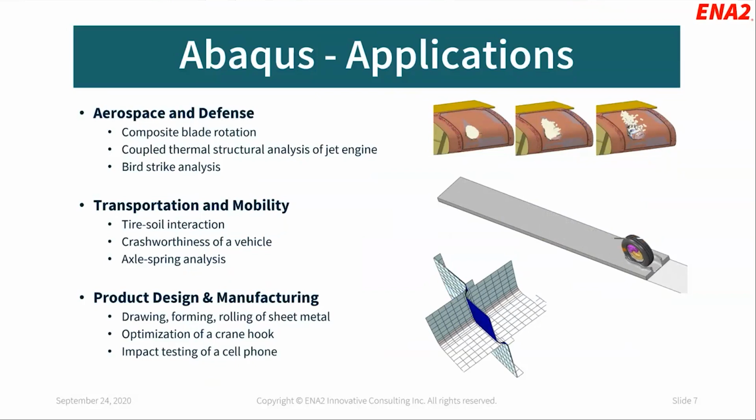Another industry under the mechanical field is manufacturing, where you can use Abaqus to model various cold-form metal processes like drawing, forming, punching, and rolling. As well, you can also optimize the weight and stiffness of parts like a crane hook. And of course, because Abaqus has an excellent explicit dynamic solver, you can model high-impact events such as the drop testing of a cell phone.